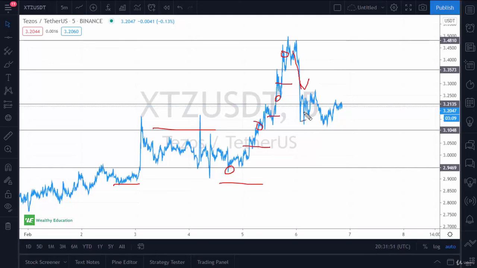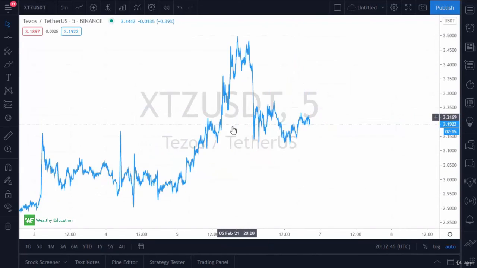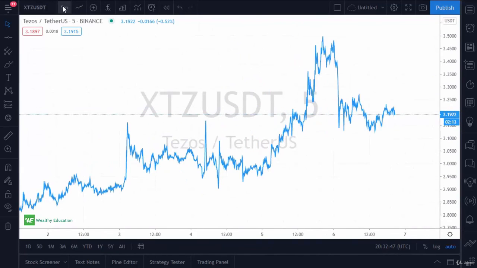Again, unlimited ways you can use support and resistance, but you need to know where the market's going to go, or in this case, where it's probably not going to go. It's probably not going to break down in this region here. And it didn't. It went higher. Knowing where it's not going can be just as valuable as knowing where it probably wants to go.